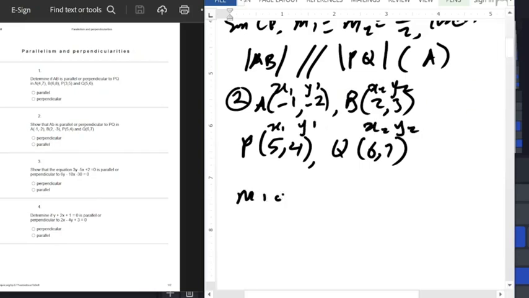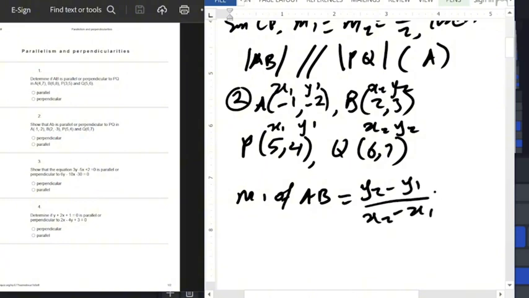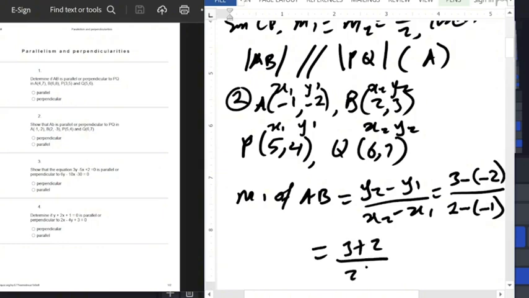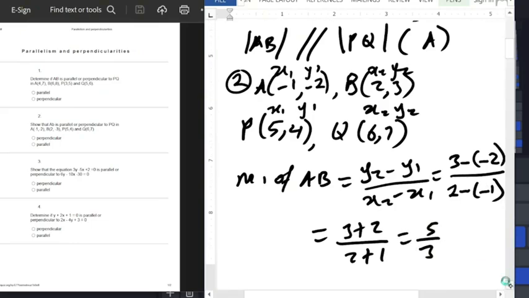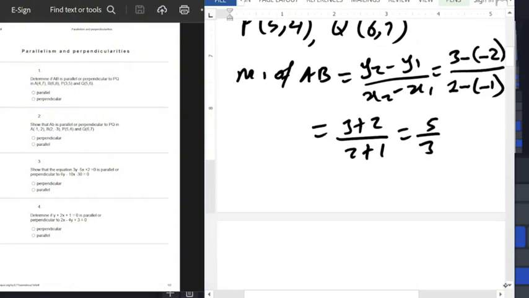So M1 of AB, that is the gradient of AB, is Y2 minus Y1 all over X2 minus X1. So for line AB, that is 3 minus (-2), all over 2 minus (-1), which equals 3 plus 2 all over 2 plus 1. So we have 5 over 3. So the gradient of line AB is 5 over 3.